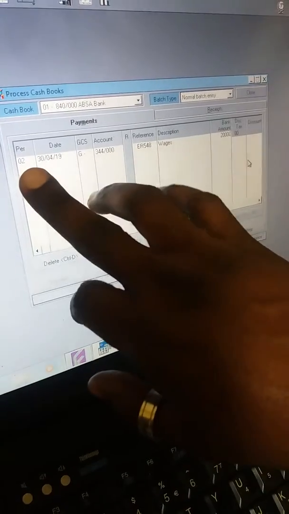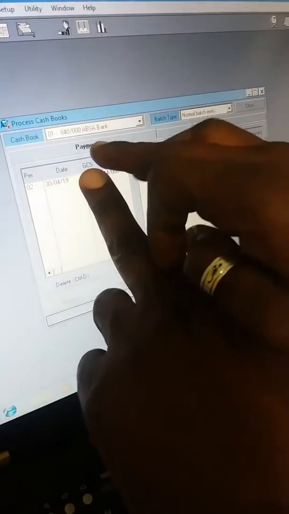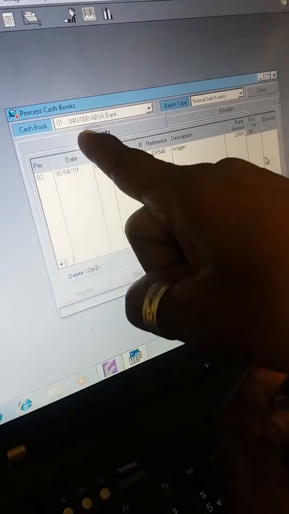So we got a period in the payment in the cash book. In the cash book we have two parts: payment and receipt. The money is going out from payment. With receipt, the money is coming into the company, the income of the company.